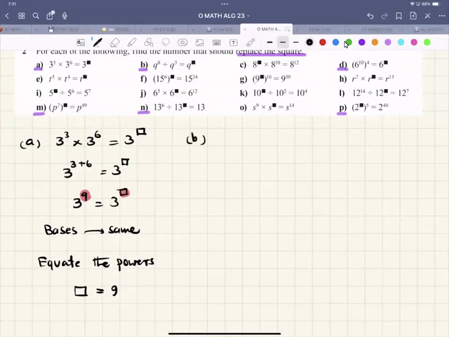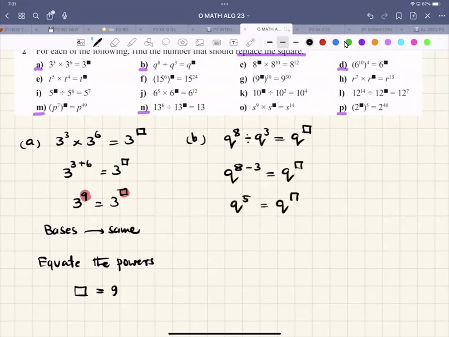Let me focus on part B. Q raised to power of 8 divided by Q raised to power of 3, that is Q raised to power of this empty box. Q raised to power of 8 minus 3 is Q raised to power of box. Q raised to power of 5 is Q raised to power of box. Therefore, this 5 equals to this box. Therefore, the box equals to 5.